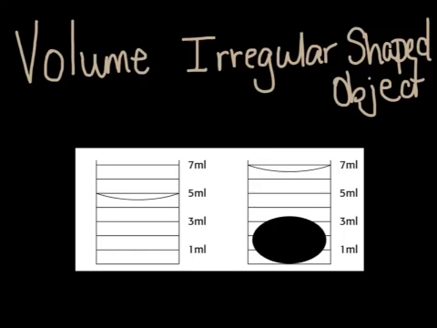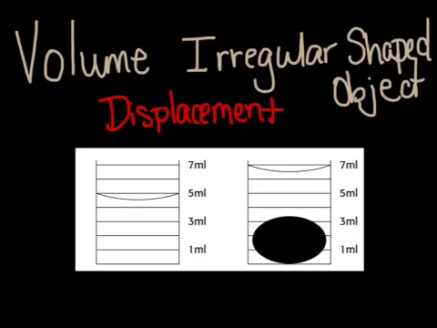One way to find the volume of an irregularly shaped object is to place it into water. When you place it into water, that is called displacement, where the water moves. Remember, two objects cannot take up the same space at the same time. That's why the volume of the water goes up.